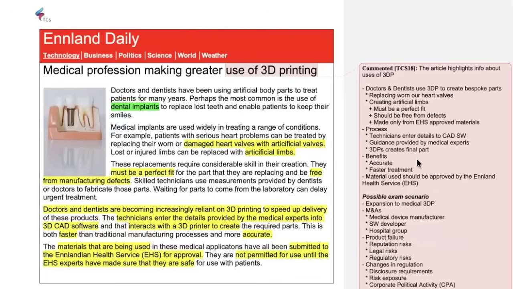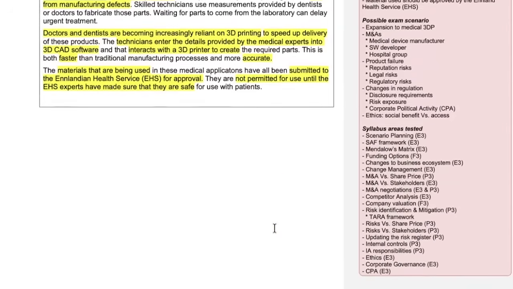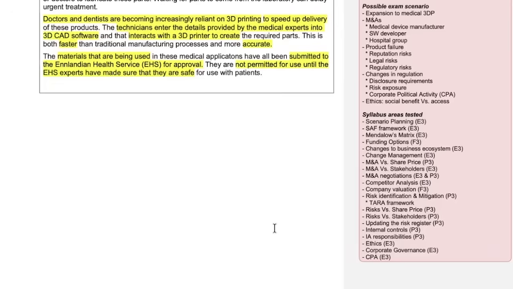And as I mentioned earlier, the material used should be approved by the EHS as per this news article. So tied to all this information, the possible exam scenario which can be tested is us expanding into medical 3D printing, because as I mentioned earlier, at the moment we are only operating within 4 different industries: aerospace, automotive, consumer electronics, and jewelry. So we can expand into medical 3D printing as well. Definitely, this type of scenario will be tested at your exam.